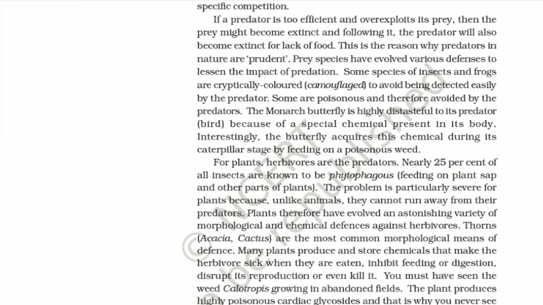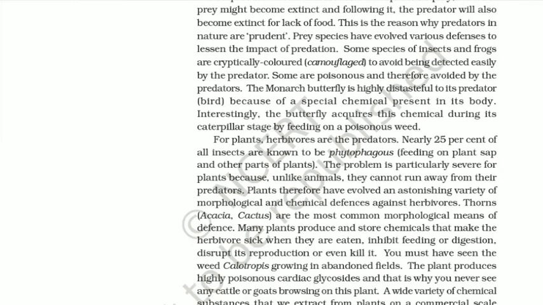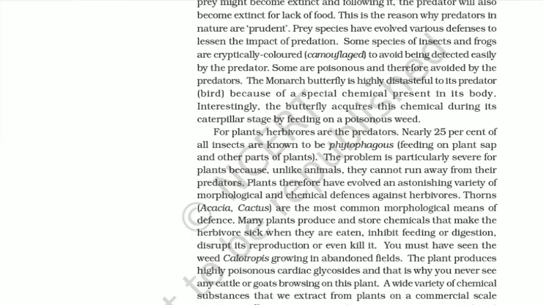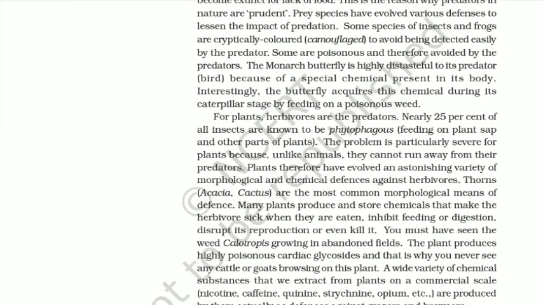If a predator is too efficient and exploits its prey, then the prey might become extinct, and following it, the predator will also become extinct for lack of food. This is the reason why predators in nature are prudent. Prey species have evolved various defenses to lessen the impact of predation.